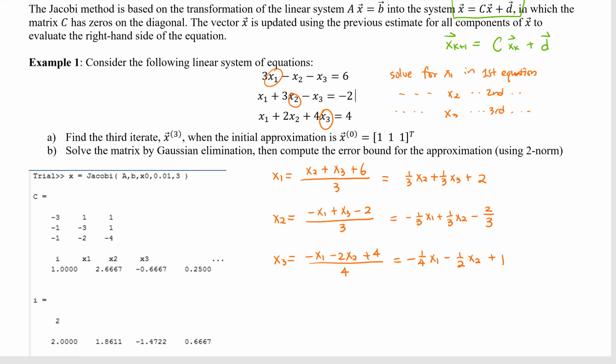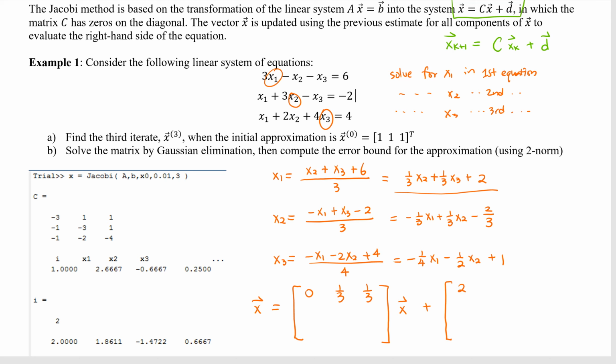So on the left-hand side, I get x1, x2, x3. Well, that's the vector x. Okay? And on the other side, you see? Let's look at the coefficient of x1. Well, in the first equation there's no x1, so it's 0. Coefficient of x2 is 1/3. Coefficient of x3 is 1/3, right? This is the coefficient matrix. And then the constant term, we have 2.